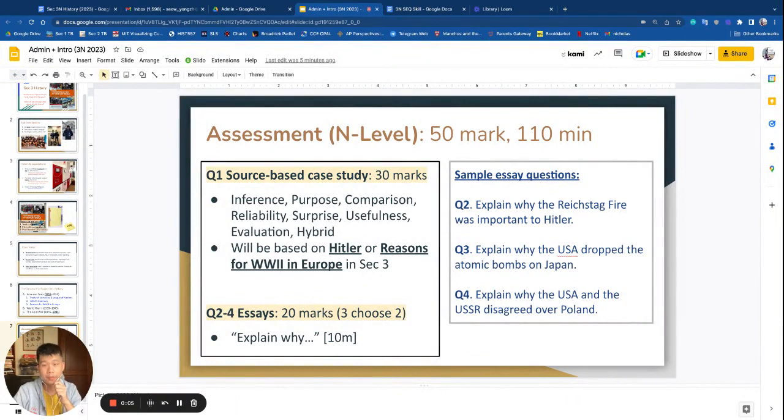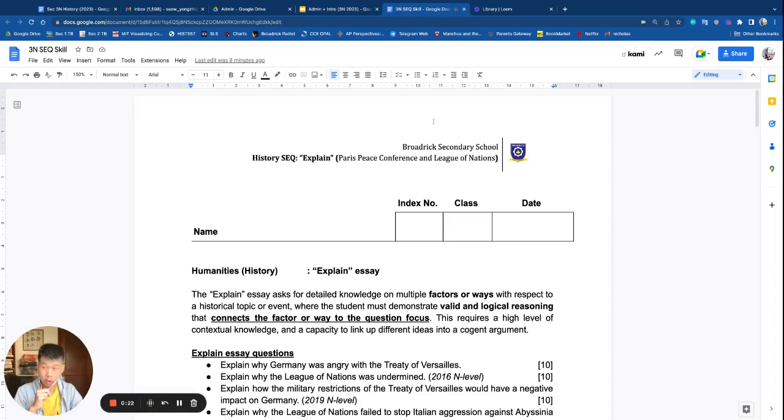I'm Mr. Seow, and today I want to talk about how to write an explain essay. If at any point in this video you need to speed up, slow down, or pause to suit your learning pace, please do so. And I need you to have this worksheet with you. This worksheet should have been given to you. It's actually notes on how to write your explain essay.